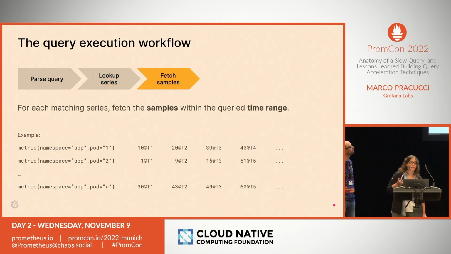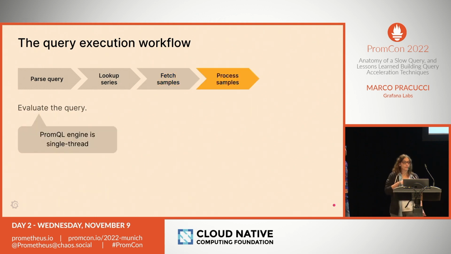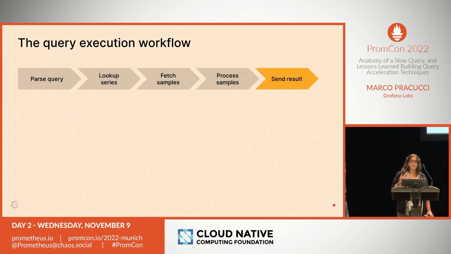Then, for each of our matching series, we want to fetch the samples within the queried time range. In this case, our samples will be our data points, our value-timestamp pairs, such as we have here. Once we fetch all of our samples, we will process them. So we will run the query. In this case, we will run the sum rate over all the samples of our matching series. Just a note that this process is done sequentially because the PromQL engine is single-threaded. Once the query completed, we can send the result back to the client, which can be Grafana or, for instance, a Prometheus UI.